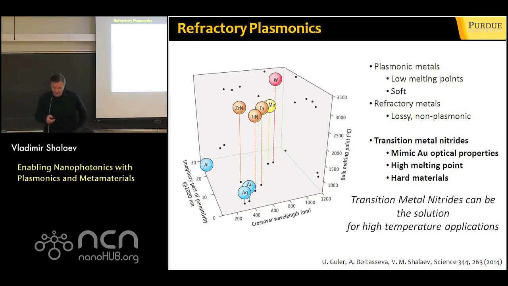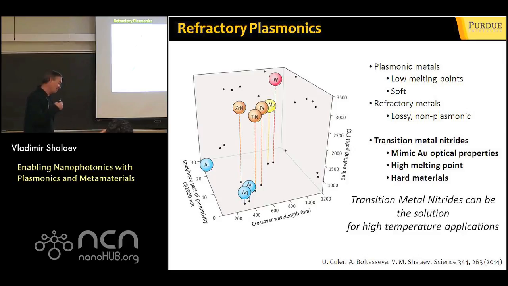Okay, let's continue. Today we have this concluding lecture on materials for enabling plasmonics and metamaterials, material platforms. This plot shows various materials as a function of three coordinates. On this axis I'm showing the wavelengths at which the material becomes plasmonic.